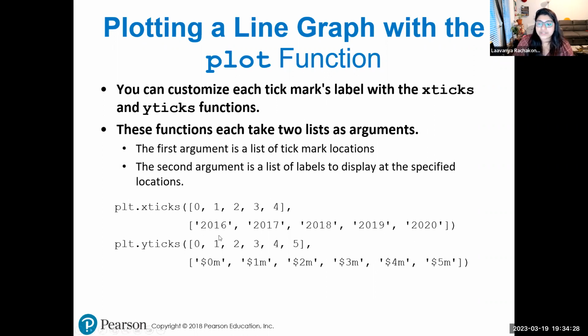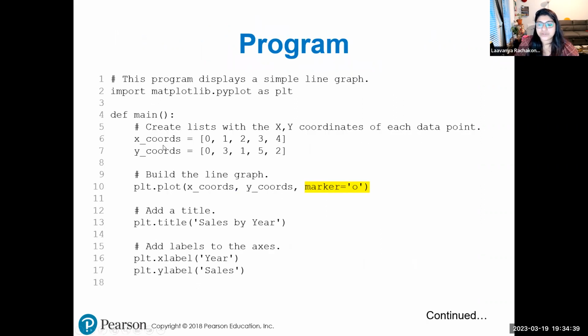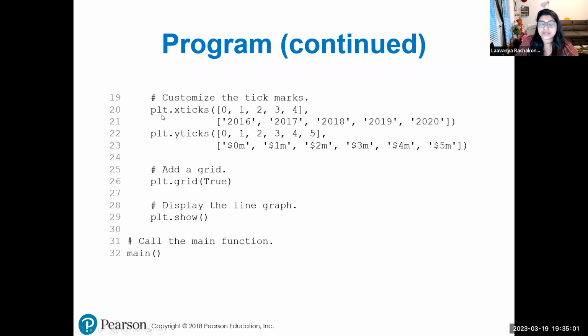The first argument is a list of tick marks, and the second argument is a list of labels specified at those locations, so plt.xticks and plt.yticks. So you have x coordinates, y coordinates, plt.plot with x coordinates and y coordinates, and the marker here is o. Now you have the title. If you want to add a title, then we can do plt.title, sales by year. If you want to add labels for your x and y axes, you can have plt.xlabel and plt.ylabel, and then customize the tick marks.